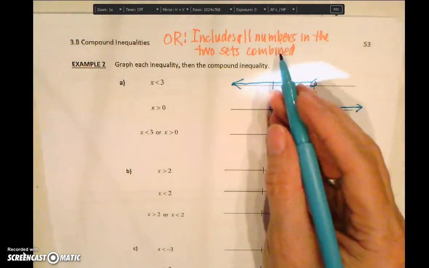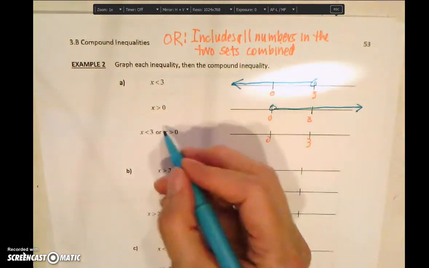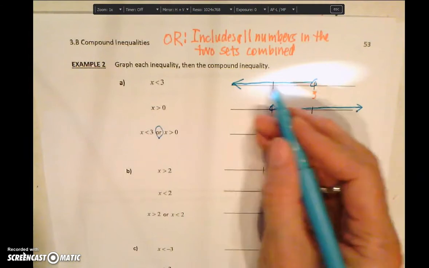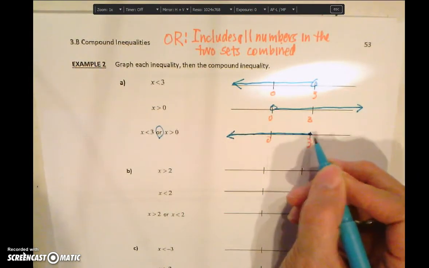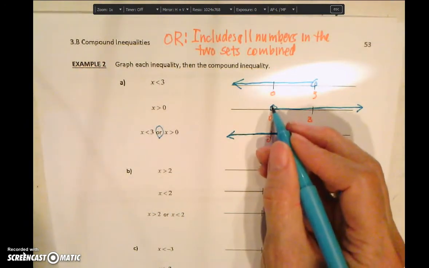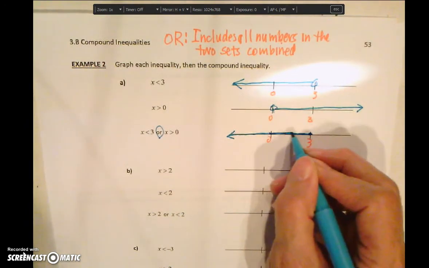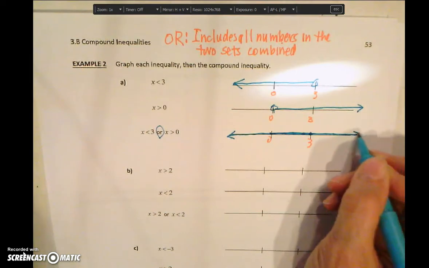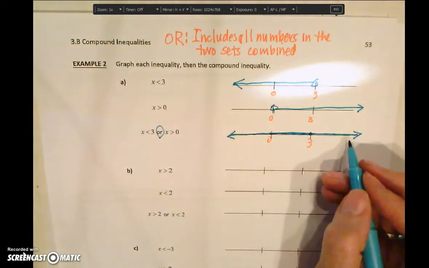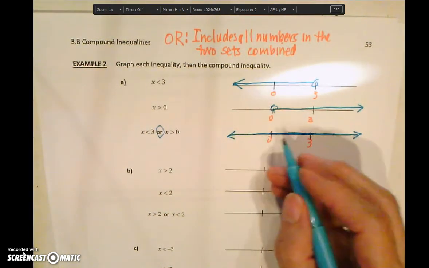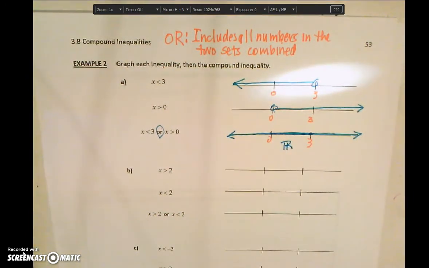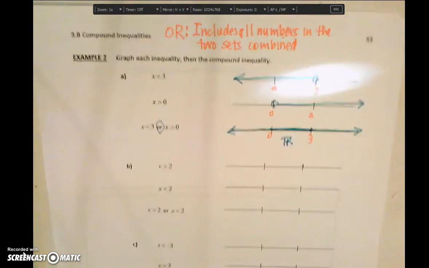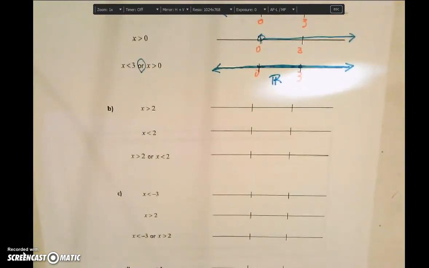And then when we combine them for the or statement, because we have the word or, I'm going to take all the answers in the top one. I'll put a little open dot there. And then I'm going to take all these answers and just lay them on top so that they blend together. And I get a look like this. It covers the whole number line. And that is going to be my solution for this or problem. All real numbers, which is that capital R.